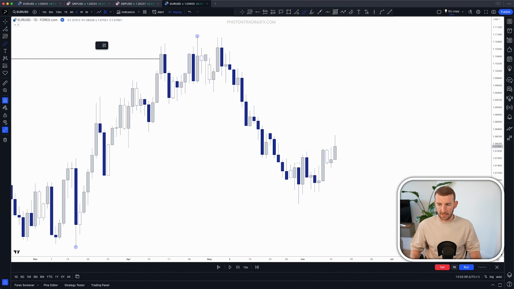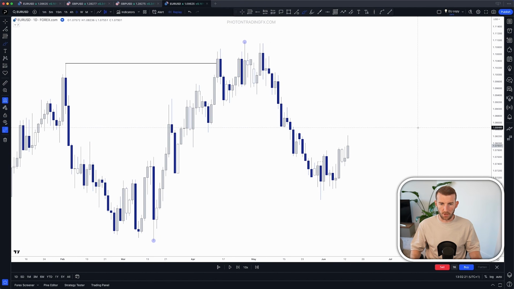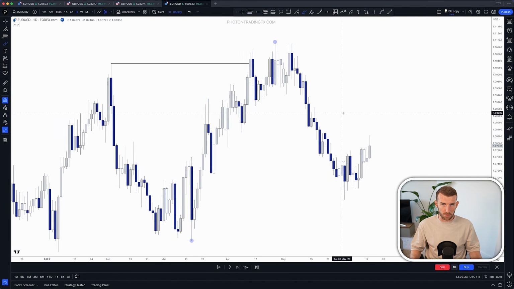And then again, we can see we've had another little break there as well. So we're starting to see that series of internal higher highs and higher lows forming, right, showing that potentially order flow is now shifting from bearish to bullish. So that's kind of everything from a structural perspective on the daily chart.